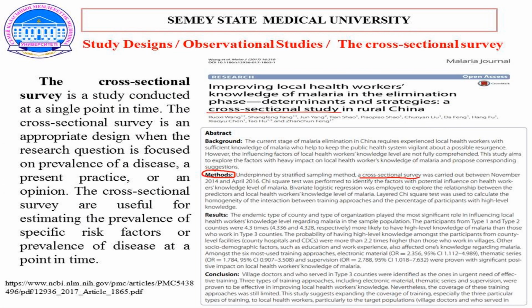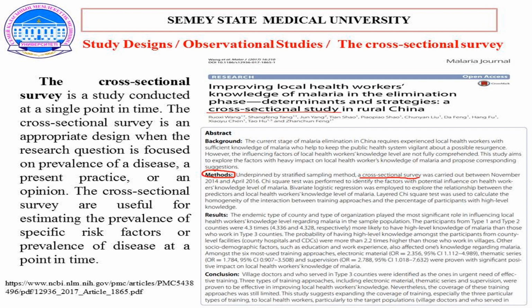The second type of observational study is the cross-sectional survey. A cross-sectional survey is a study conducted at a single point in time. It is an appropriate design when the research question is focused on prevalence of disease, a present practice, or an opinion. Cross-sectional surveys are useful for estimating the prevalence of specific factors or of disease at a point in time.